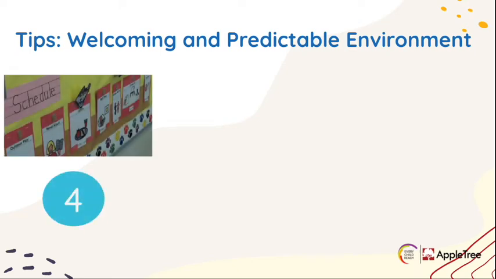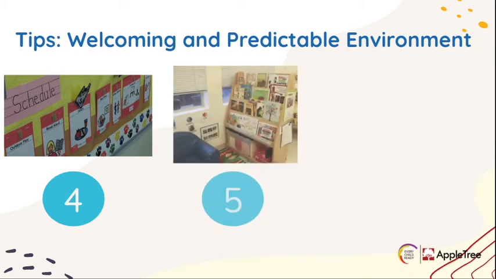Tip number 4 is to post and reference a daily schedule and classroom rules featuring text and pictures. By displaying these supports at children's height and referencing them throughout the day, you support a predictable classroom environment for your students. Tip number 5 is to organize learning centers so that children can participate in active or quiet activities without interruptions. By thoughtfully placing centers, you encourage and support positive interactions with peers and adults, and also support purposeful play.